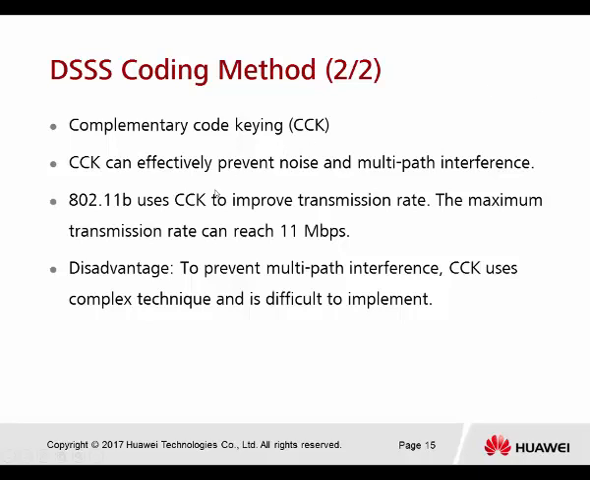Okay, so why are they using the CCK? Because they want to improve the transmission rate. With using the CCK, the maximum transmission rate can reach up to 11 megabit per second. This is for the B. The disadvantage is that to prevent the multipath interference, CCK uses complex technical and is very difficult to implement.